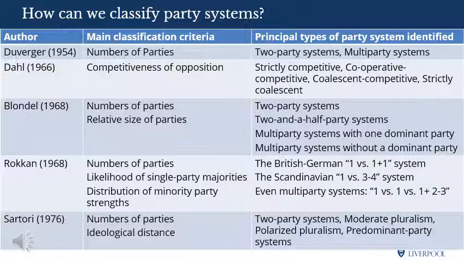So Sartori's offering, because he just pops up everywhere, his offering was to combine the number of parties with the degree of polarization within the system. So based on whether the competition is centripetal, i.e. parties are encouraged to move towards the center to compete, or centrifugal, parties are encouraged to move to the extremes to compete. So Sartori ended with 4 types of party systems for democracies.